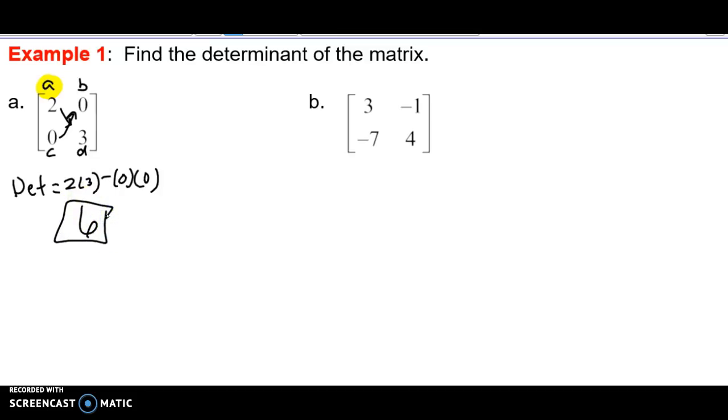For part B, same concept. We're looking for the determinant. Multiply diagonally, you get 3 times 4 minus negative 7 times negative 1, which gives you 5.